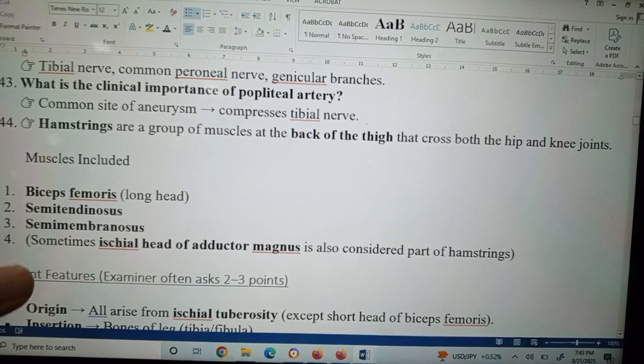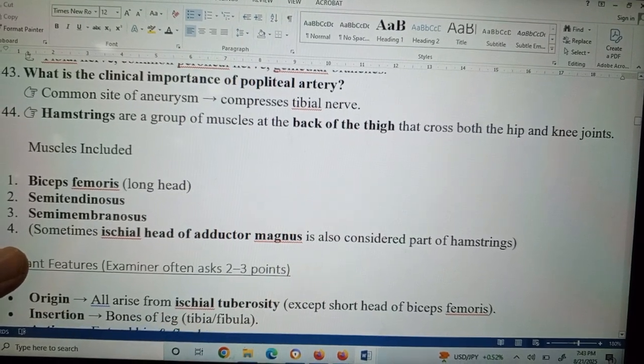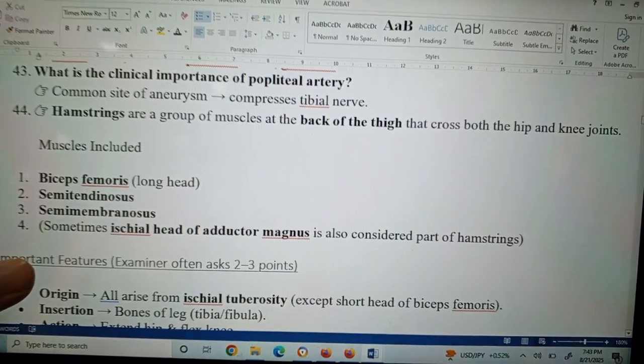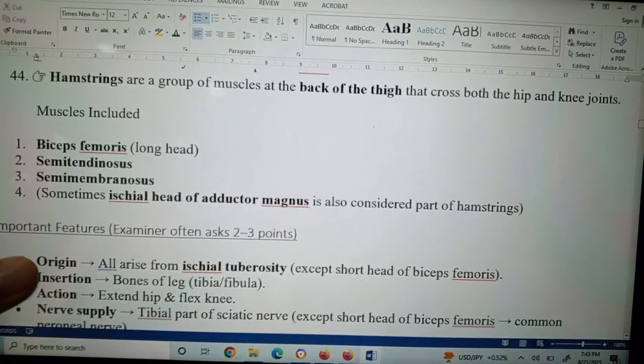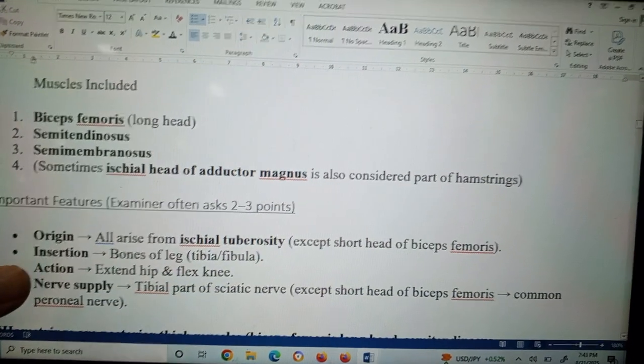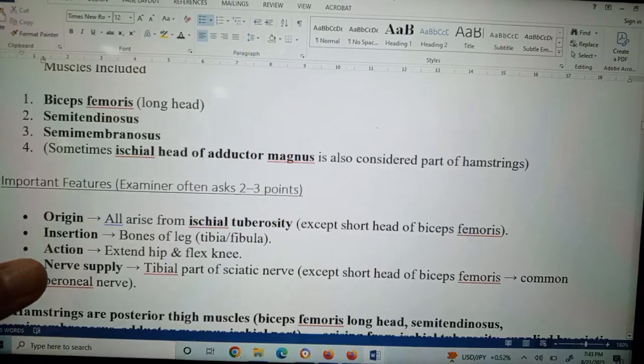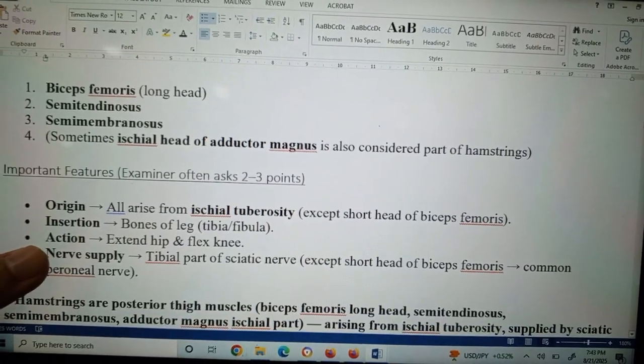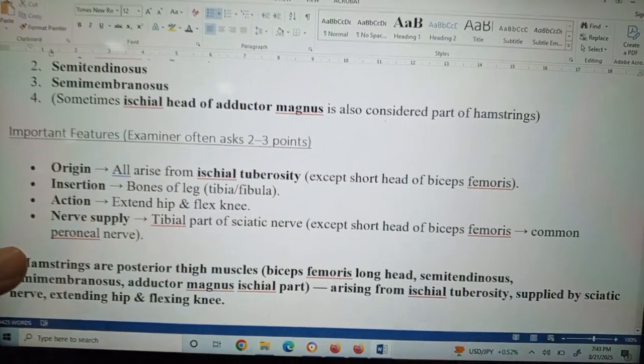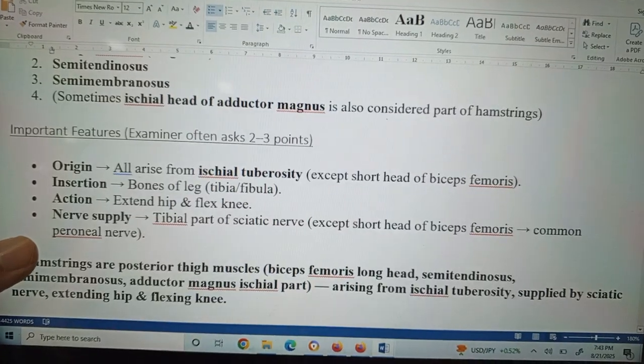Hamstring muscles are the group of muscles present at the back of the thigh that cross both the hip and the knee joints. Muscles include biceps femoris, semitendinosus, semimembranosus. Sometimes the ischial head of the adductor magnus is also considered part of the hamstring muscles. It is very important. You must know about it.